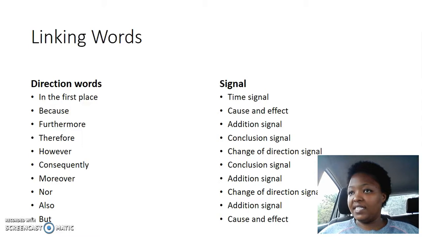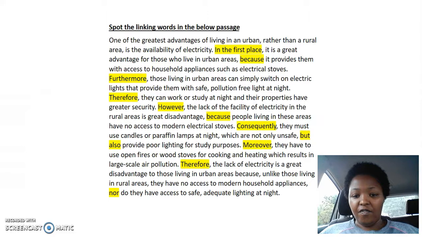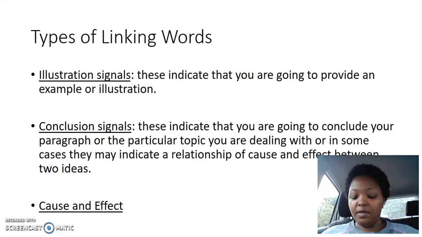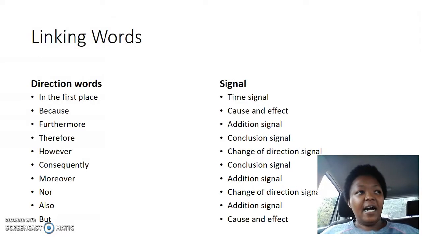Like in the first place is your time signal. In the first place shows you that now we are listing events. And then because is cause and effect. Because people living with electricity cannot start their poor lighting because they have no electricity. Furthermore, therefore, you'll see all the other signals.